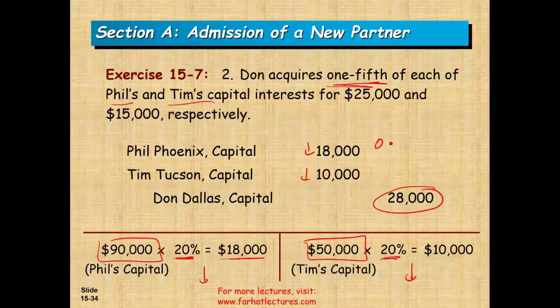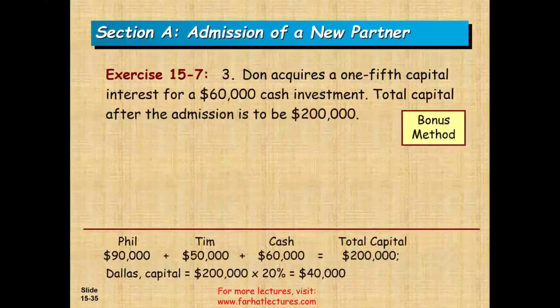Notice this is outside the partnership. What do we mean by outside the partnership? The partnership did not receive a penny in these transactions. All they did was give up their balances. So the partnership, in a sense, did not benefit. Now we're going to work where the new partner invests directly into the partnership.